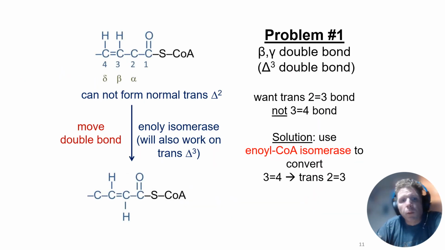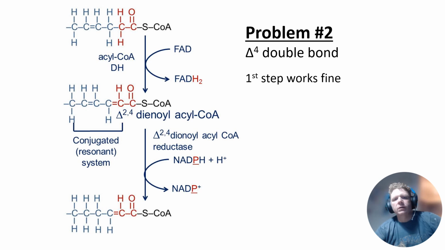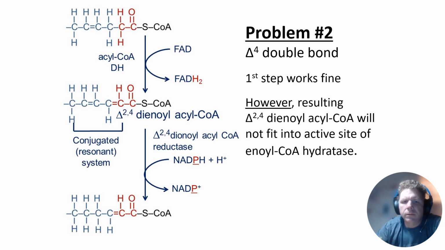So this is a more detailed look at our problem number 1, the gamma beta double bond. And so here we've got this double bond between carbon number 3 and carbon 4, also depicted as the delta 3 double bond. Now, what we want to do is simply move it. Move that double bond to be between carbons 2 and 3. Enoyl-CoA isomerase does that job for us. Our second problem, delta 4 double bond. What do we do with that? Our first step is just fine.